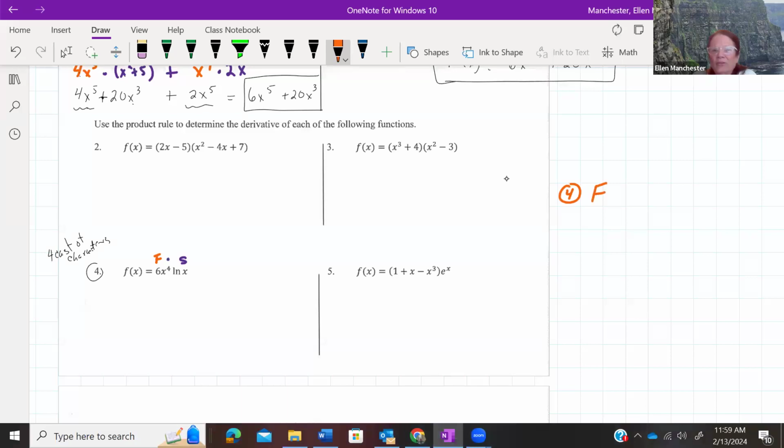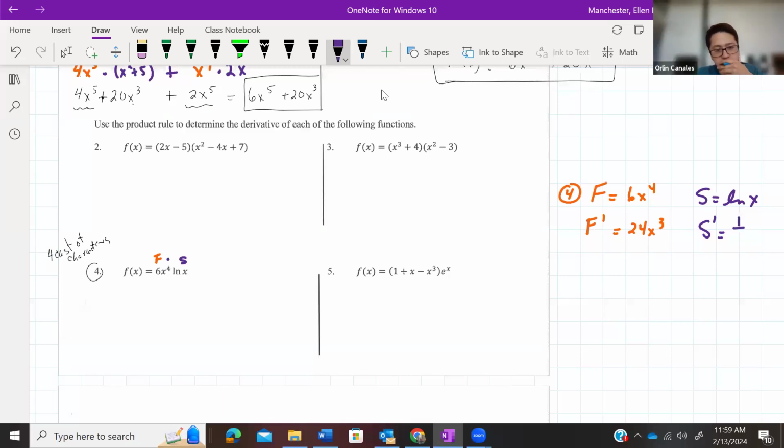So I have my first, which is 6x to the fourth. The derivative of my first: 4 times 6 is 24, and then I subtract 1. And hopefully you guys are to the point now where that power rule doesn't scare you. All right, and then my second one is ln of x. And the derivative of the second, so this is one of those 4 special ones. Can anyone tell me what the derivative of ln of x is? It's just 1 over x. Perfect. Okay. And now I have my forecasted characters.